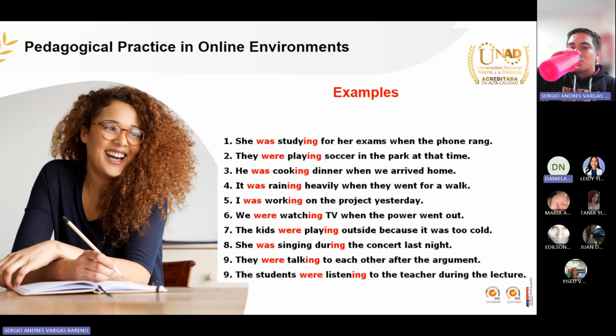We were watching TV when the power went out. And kids were playing outside because it's too cool. She was during the concert last night. They were talking to each other after the art. At night, the students were listening to the teacher during the lecture.